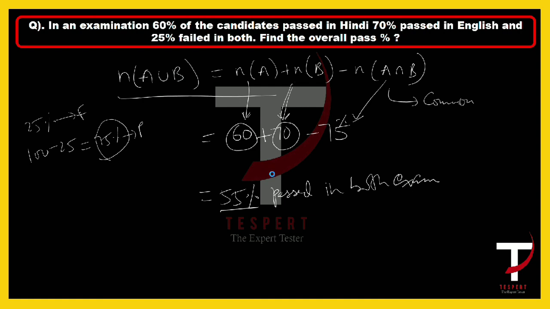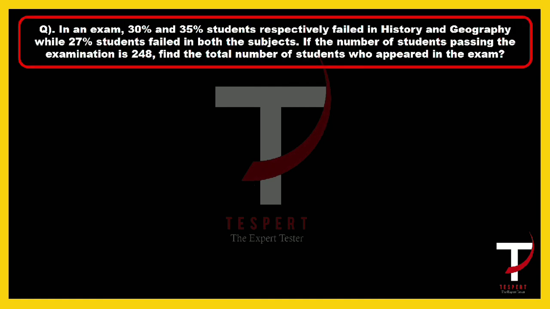So if we solve this example, then you will be much more clear. In an exam, 30% and 35% students respectively failed in Hindi, history and geography, while 27% students failed in both the subjects. If the number of students passing the exam is 248, find the total number of students who appeared in the exam. Okay, so the same formula, n of A union B is equal to n of A plus n of B minus n of A intersection B.